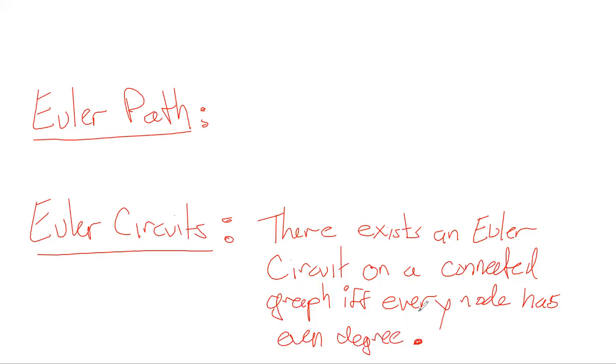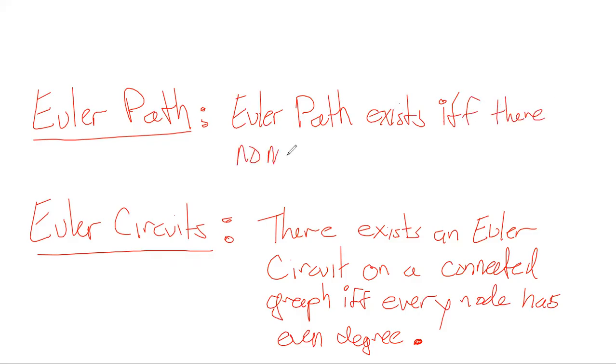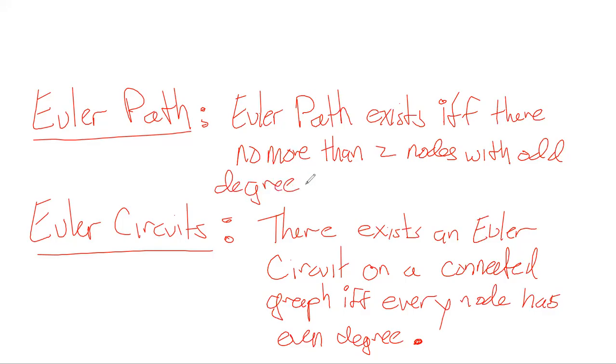I believe I said Euler path when I mentioned this last time. The constraint is different if you have a path, if you don't have to end on the starting node. If it's a circuit, every node has to have an even degree. If you have a path, meaning your path doesn't necessarily end where it began, then there can be no more than two nodes with odd degree. Again, this is for both of them, and for connected graphs.